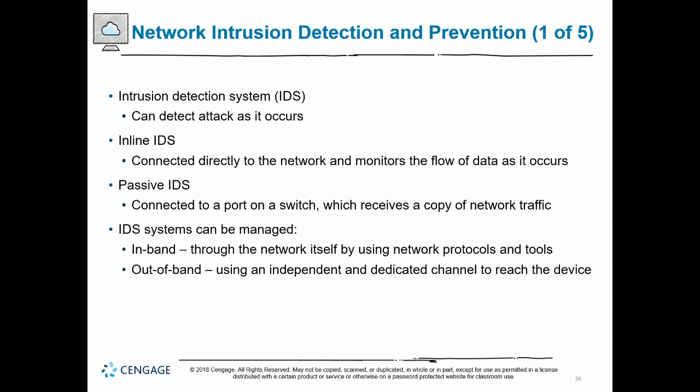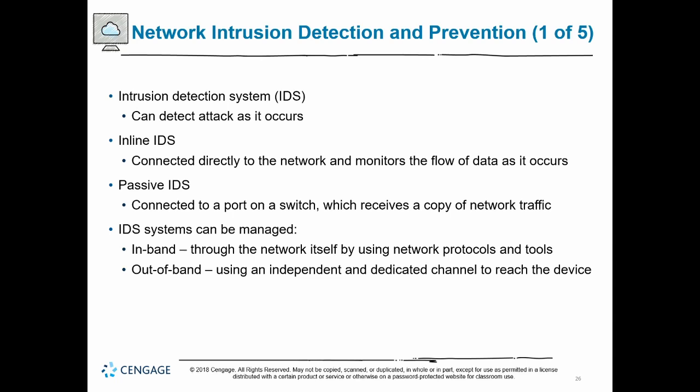So, network intrusion detection and prevention systems. Intrusion detection system, what is it? An IDS is a device which looks at network traffic and determines if it's suspicious activity or not, and then it alerts you. It doesn't do anything active or prevent it. It just monitors your traffic.